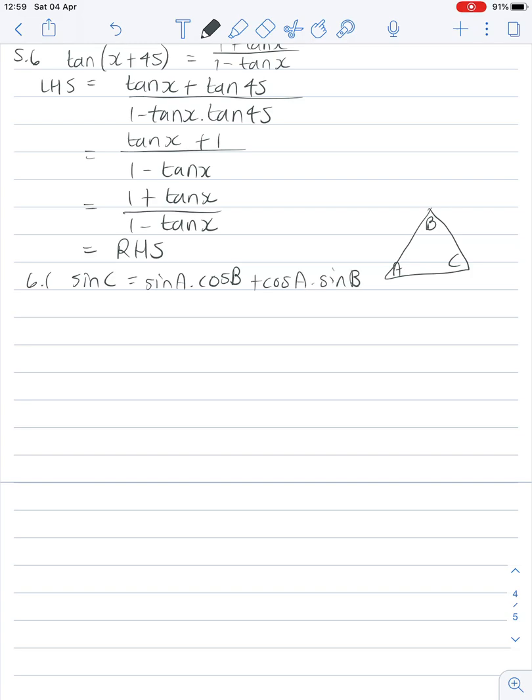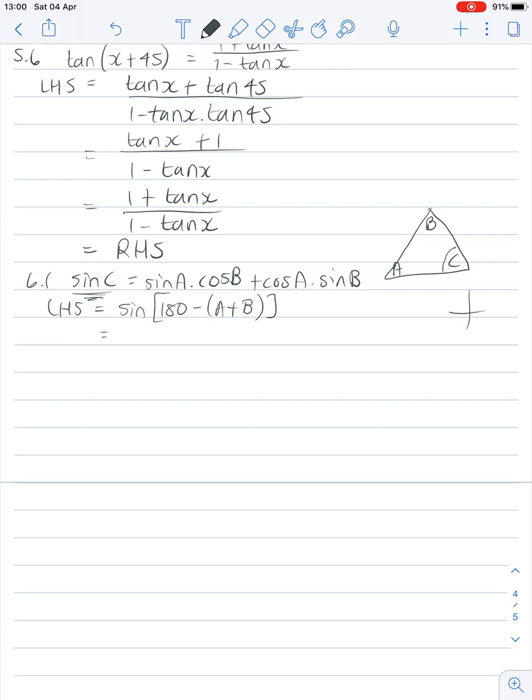Right, so now the left-hand side. Instead of saying sine C, what could I change sine C into? Instead of saying sine C, I could say sine of what? 180 minus the total of A plus B, right? Does that make sense? So I'm saying 180 minus the other 2 is the same as saying sine C.